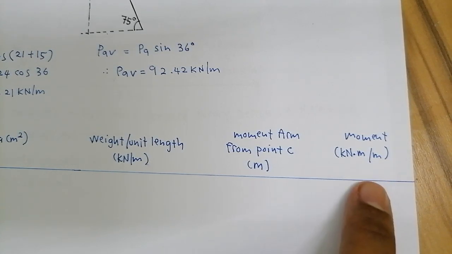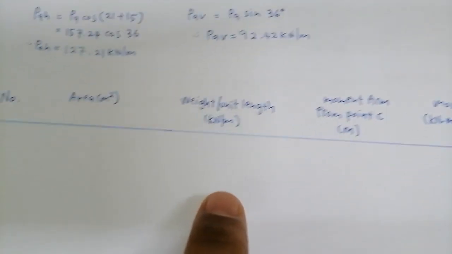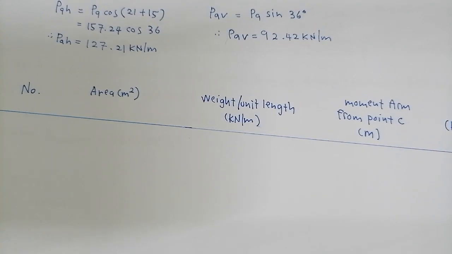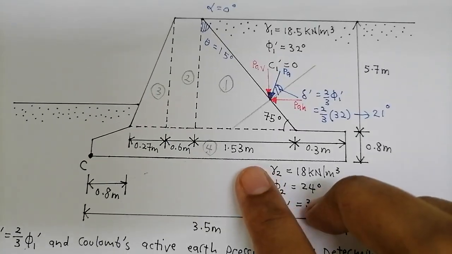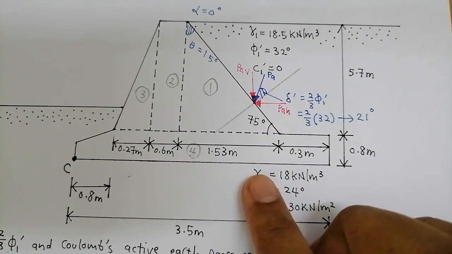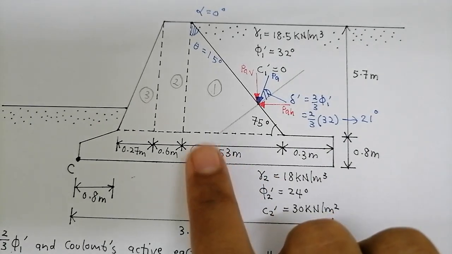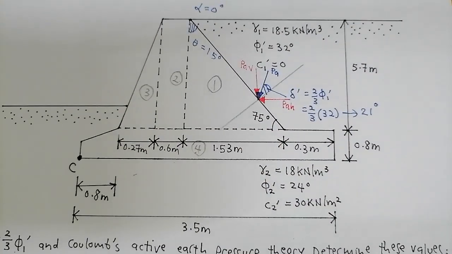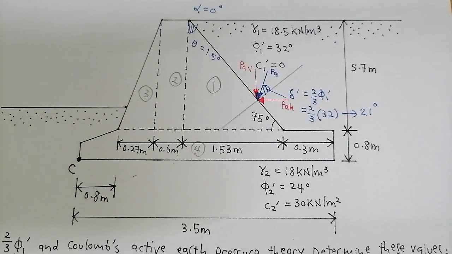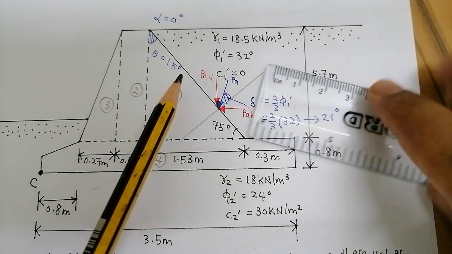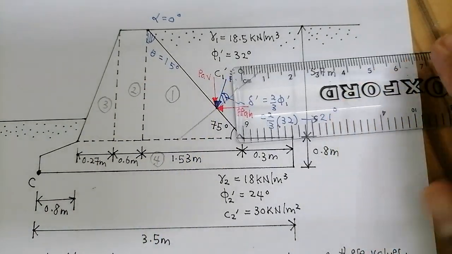Before we start, what we are going to calculate in this table, we call it a resisting moment. What is resisting moment? If we look back at our figure here, resisting moments means the moments that are resisting the retaining wall from overturning. Okay, let me try my best to explain to you.